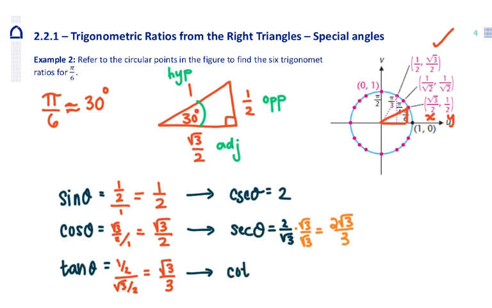Similarly, with cotangent of theta, it's the reciprocal of tangent, so 3 over the square root of 3. Again, we have this issue where it's improper to have a square root on the bottom, so we rationalize, or you could just have your calculator simplify it for you, and this becomes 3 square roots of 3 over 3, which is just the square root of 3.